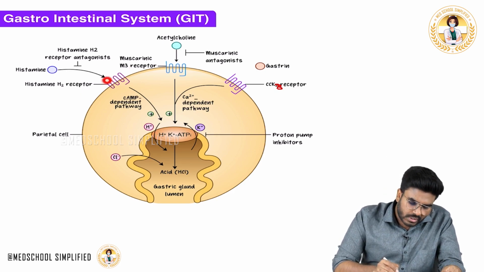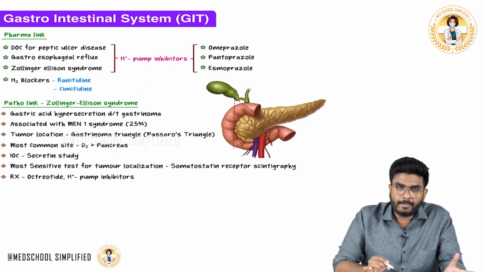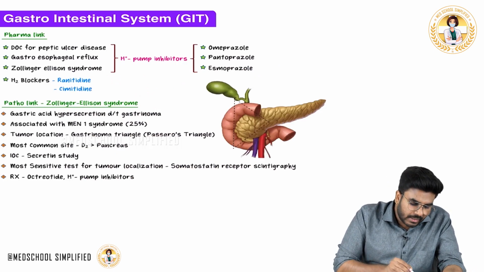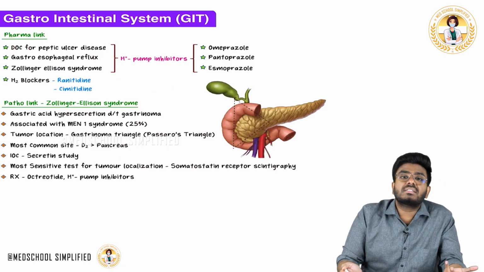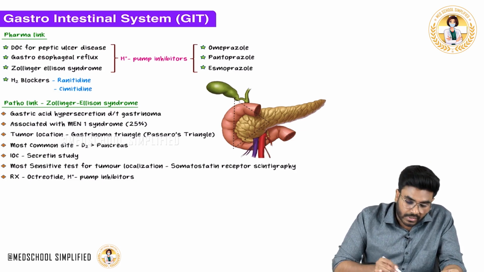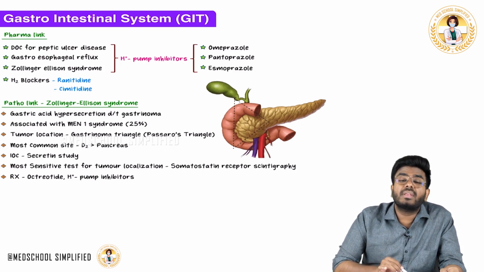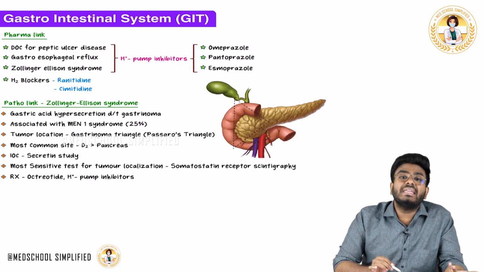Now, my question to you, sir: what are the important drugs used to treat peptic ulcers? See, peptic ulcer disease means ulcers in the stomach as well as the duodenum. Gastric ulcers and duodenal ulcers are the peptic ulcers. Now, how can you treat these peptic ulcers? The drug of choice for peptic ulcer is proton pump inhibitors. If you inhibit the proton pump, acid production decreases, and the acid is not going to cause any ulcers.